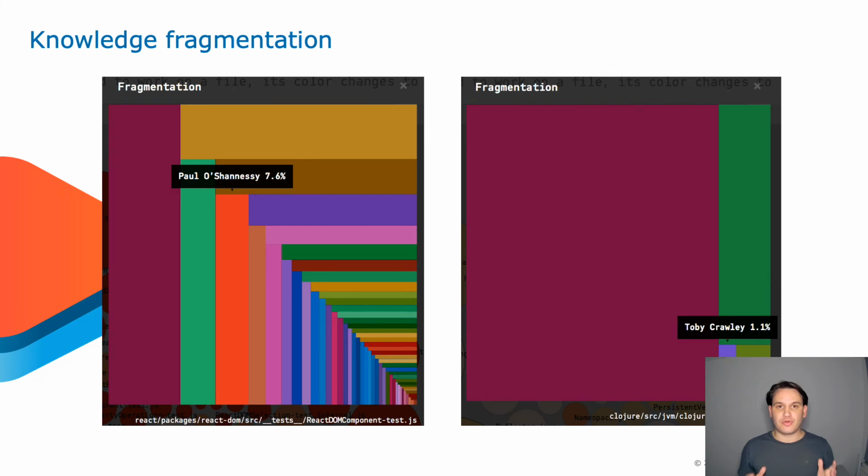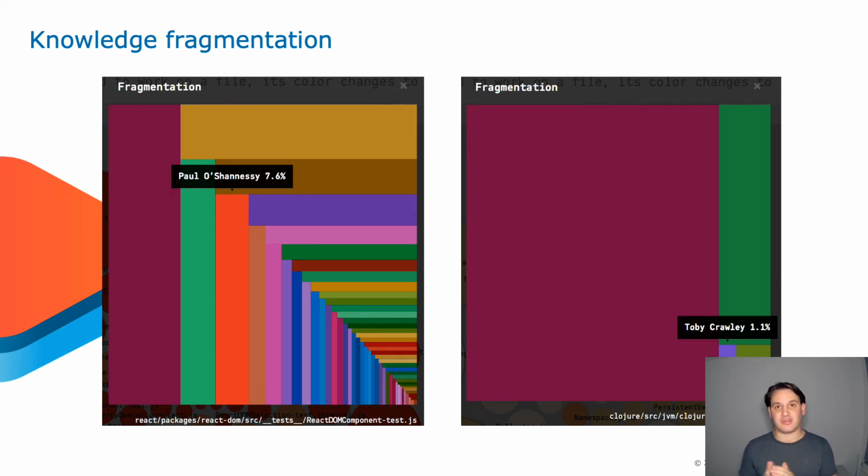Because next to knowledge distribution, you also have knowledge fragmentation. And here you have actually an overview of everyone who changed that particular file. And here I have two pictures of two different files. I'm asking you, which file do you think is best? The one on the left side, which has been changed by a lot of people, or the one on the right side, which has been changed by almost no one, only a few? Well, let me explain.